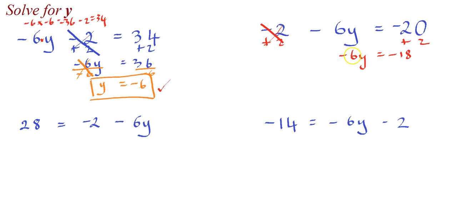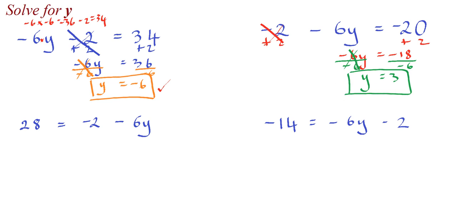Next step, we have to cancel out multiplying by minus 6, because this is minus 6 times y. We do the opposite of multiplying by minus 6 by dividing by minus 6, and we do the same to both sides. That cancels out the minus 6's, leaving y by itself, which is what we want, and negative 18 divided by negative 6 is positive 3.